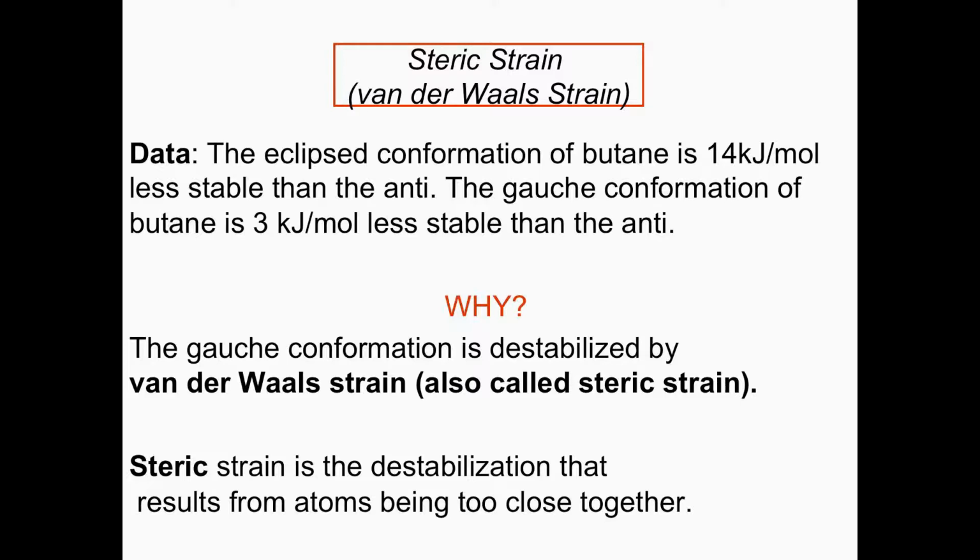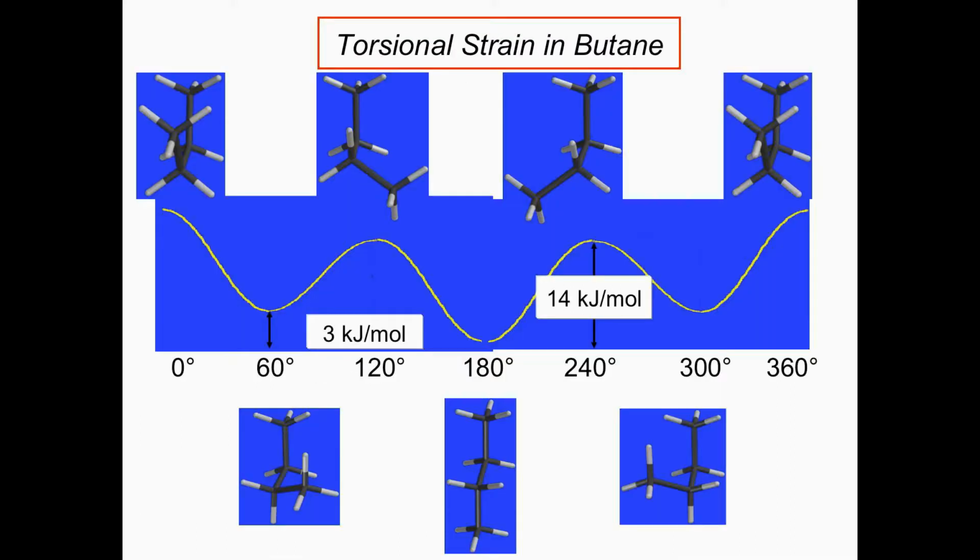The answer is steric strain. Okay? Butane, which has two adjacent methyl groups, is destabilized when those methyl groups come into close proximity to each other. Okay? We're bringing the atoms close together, which destabilizes the molecule. Let's look at an energy diagram here.